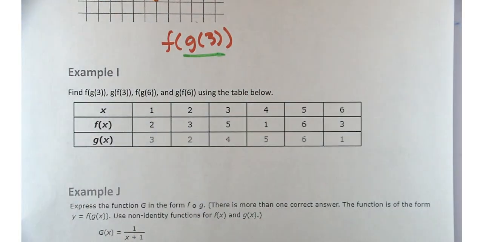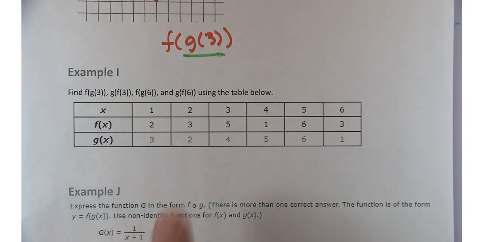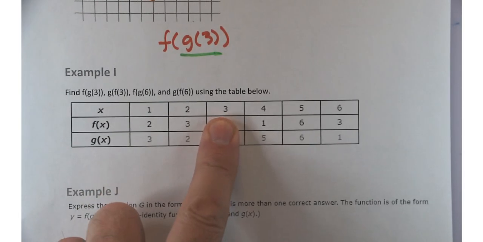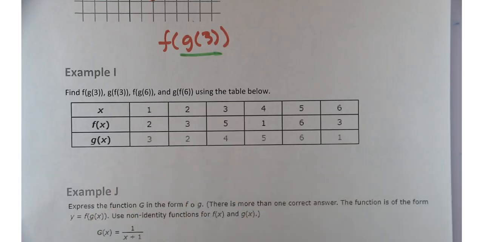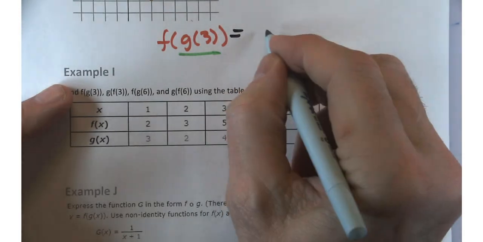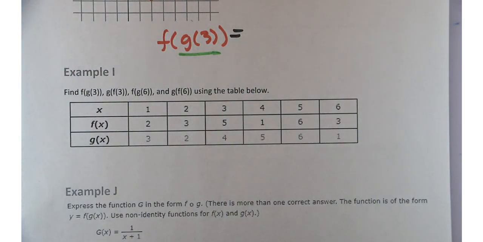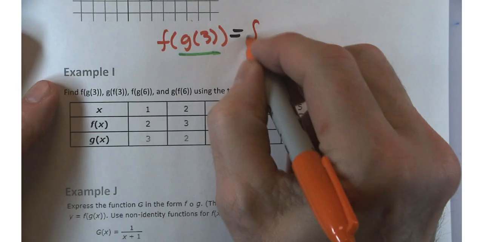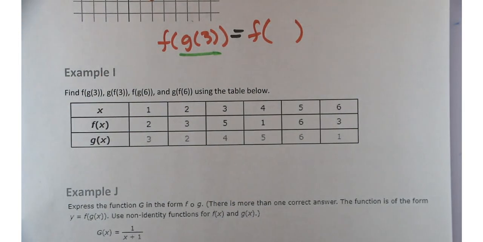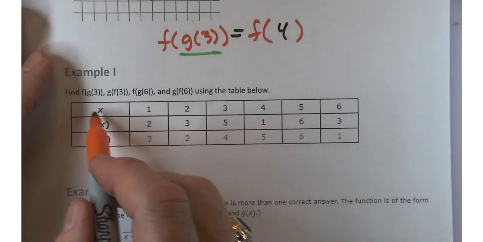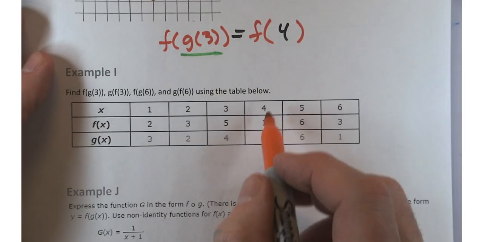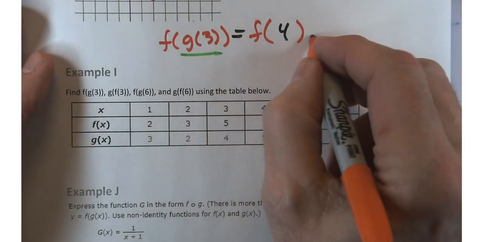How are you going to find g of 3? Well, first find 3 on the row for x's, and then go to the table to find the value for g of 3. So in this case, g of 3 is equal to, anyone? 4. g of 3 is equal to 4. Now I want to find f of 4. So do the same thing. You find the value for x equal 4, and then move down to the table to find f. And you get a 1.